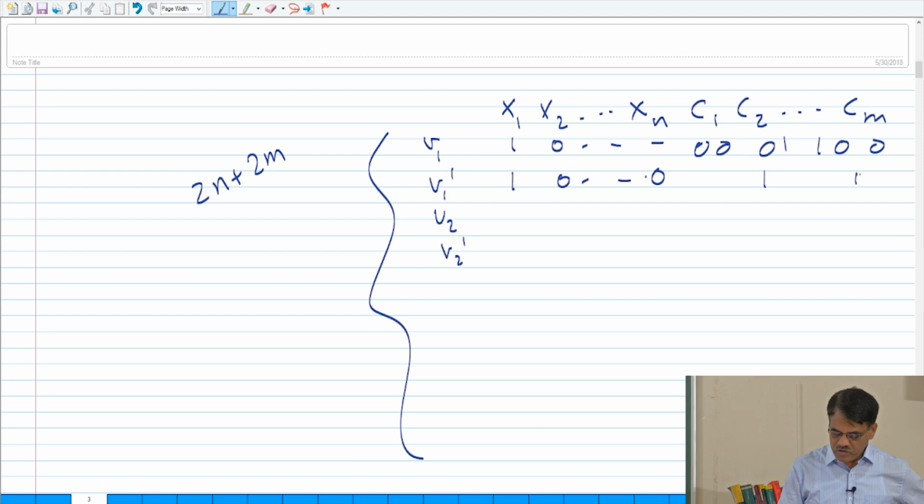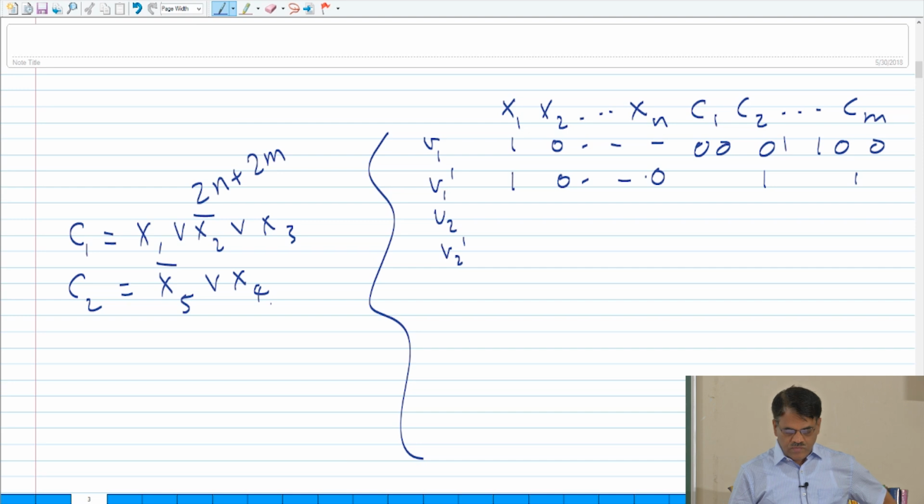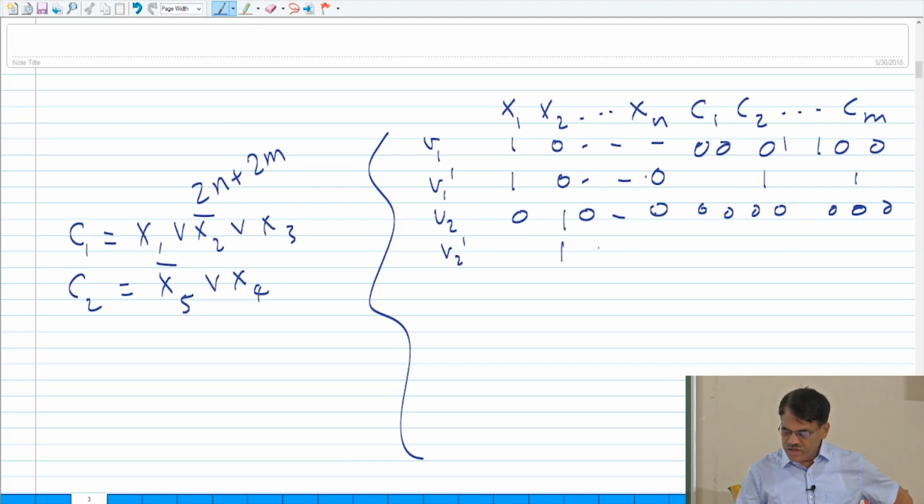So, let us do an example. Let us say I have a clause C1 which is x1 or x2 bar or x3, and a clause C2 which is x5 bar or x4. Then V2 will have 1 at the position for variable x2, 0 everywhere else, and V2 does not appear in C1 as a positive literal, so those positions will be 0. But V2 prime will have 1 at the x2 position, and since x2 bar appears in C1, it will have 1 there too.